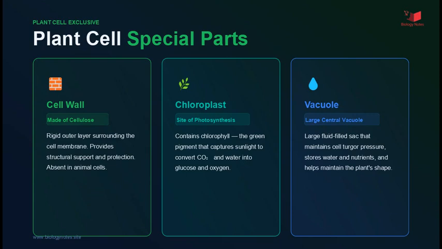Plant cells have some special structures not found in animal cells. The cell wall gives strength and protection. It is made of cellulose. Chloroplast contains chlorophyll and helps in photosynthesis. The large central vacuole stores water and maintains pressure inside the cell.